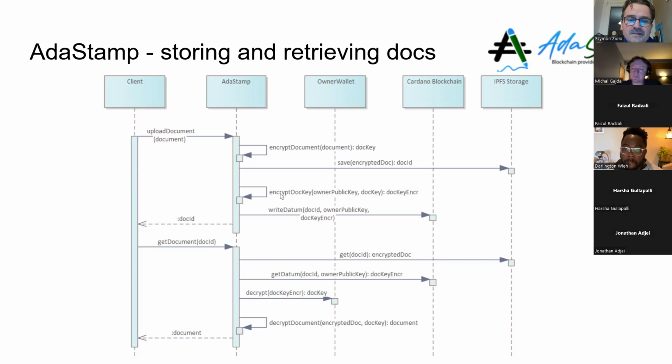This is something that happens here: decrypt document key, and then write on the blockchain the information with the document key encrypted by the public key of the owner. And then once we want to get the document, we have to decrypt it with the document key that has to be decrypted by the wallet, by the owner's wallet. So that's the way the owner himself can get his document.